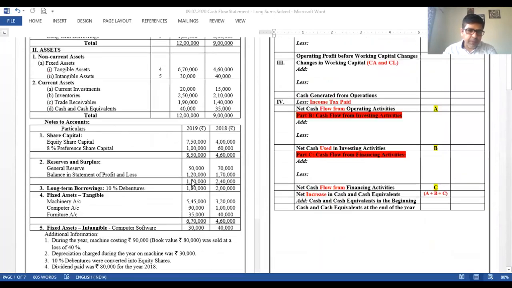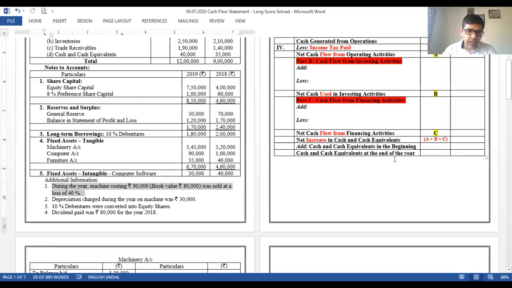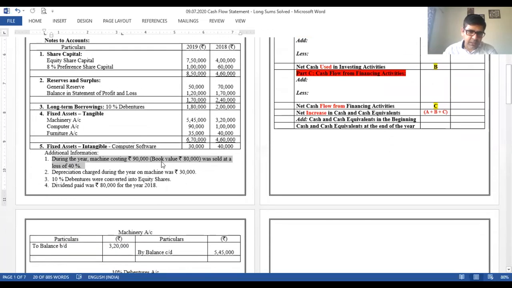First adjustment: during the year, a machine costing rupees 90,000, book value 80,000, was sold at a loss of 40%. Now over here, you have to make sure along with machinery, are we given accumulated depreciation account, that's provision for depreciation account? If not, then we need to focus on book value, right? So let us see this. Machine costing 90, book value 80, was sold at a loss of 40%.